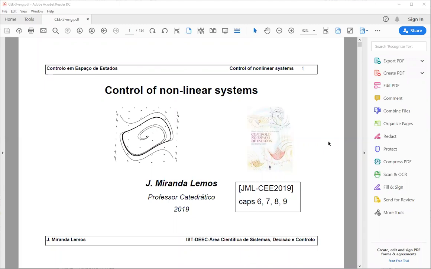Hello, my name is João Miranda Lemos, and this is the first part of a course on control of nonlinear systems. This course is supported by chapters 6 through 9 of the book Controle no Espaço de Estados that you can follow if you are able to speak Portuguese. If you are not able to speak or read the Portuguese language, you can still listen to this lecture and follow the slides that are mostly written in English.